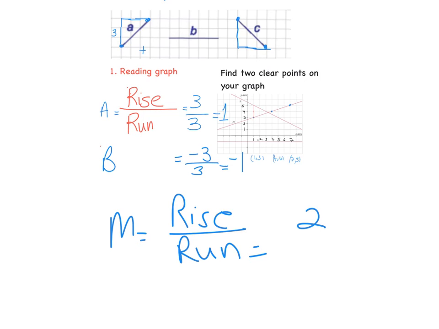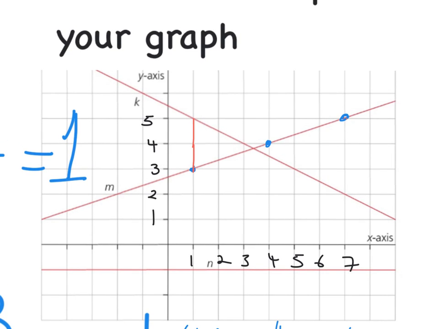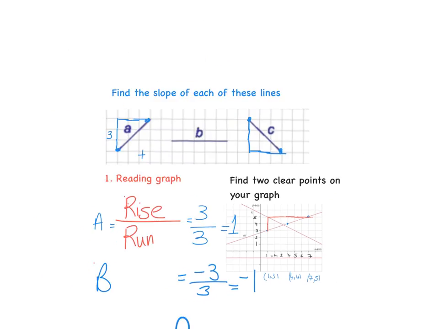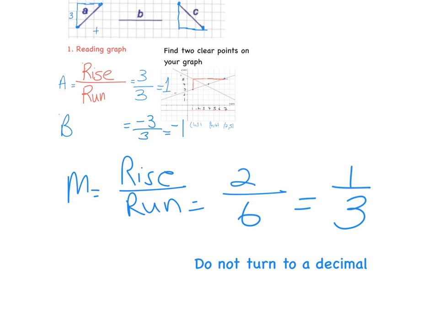And so I'm rising by 2. And let's have a look and see how much am I running by. Rise by 2 and I run by 1, 2, 3, 4, 5, 6. So to get from that point to this point, I run by 6. And so it'll be 2 over 6, which also can be broken down to 1/3. We generally always leave our answer as a fraction, unless it can be simplified to a whole number. And that will help us later on with regards to writing the equations for lines.